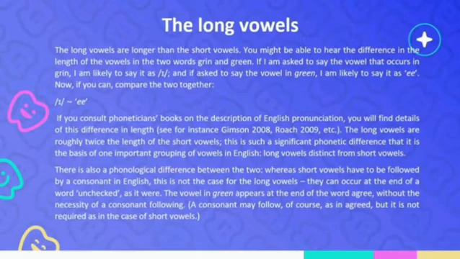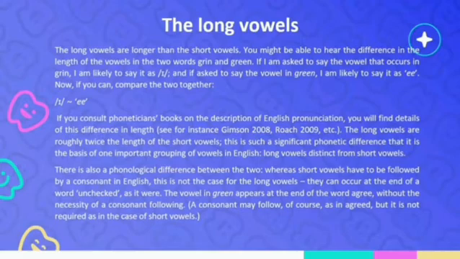If you consult phonetician books on the description of English pronunciation, you will find details of this difference in length. The long vowels are roughly twice the length of the short vowels. This is such a significant phonetic difference that it is the basis of one important grouping of vowels in English. Long vowels distinct from short vowels.